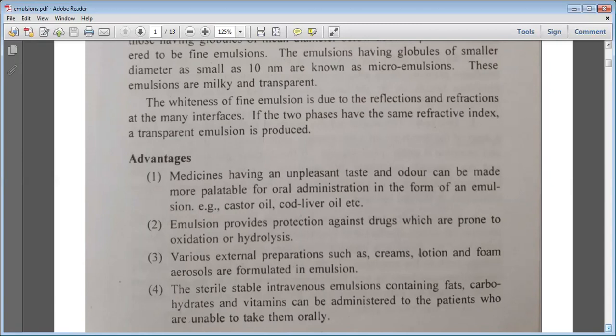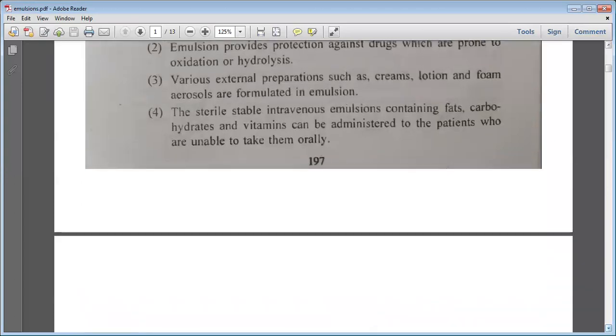The next advantage is that emulsions provide protection to drugs which are prone to oxidation and hydrolysis. Various external preparations such as creams, lotions, and foam aerosols are formulated in the form of emulsions. Sterile, stable intravenous emulsions containing fats, carbohydrates, and vitamins can be administered to patients who are unable to take them orally. So these are some of the advantages.